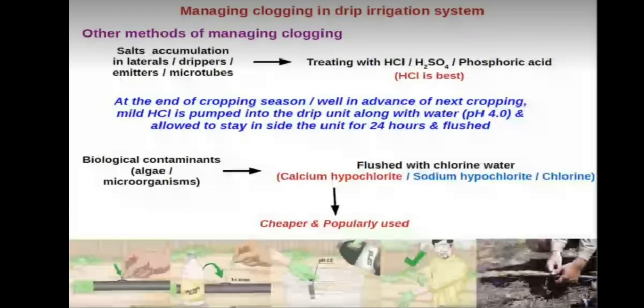Biological contaminants like algae and microorganisms, if present, are flushed with chlorine water. Calcium hypochlorite, sodium hypochlorite or chlorine gas is used. Cheaper and popularly used is calcium hypochlorite. Flushing means giving water and letting it out from the other side. Flushing with chlorine water, that is calcium hypochlorite, is very important, cheap and the popularly used biological contaminant remover from the drippers.